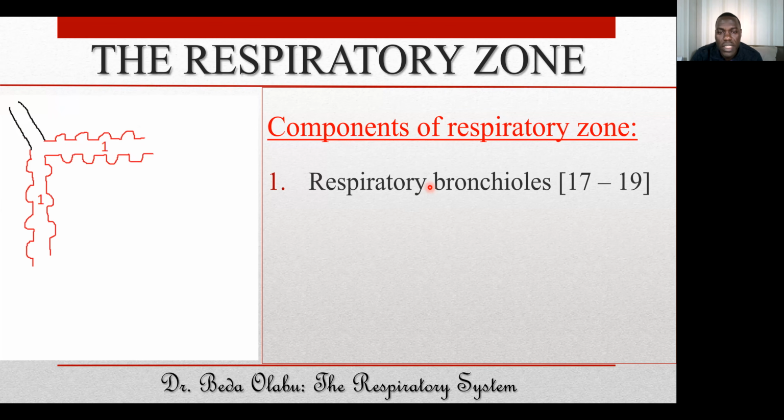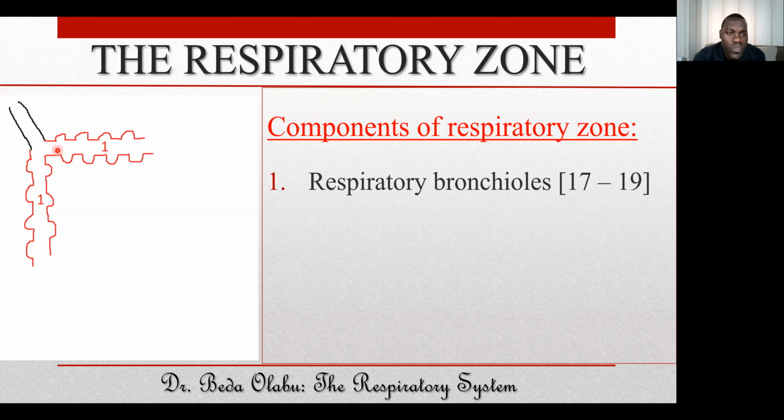Respiratory bronchioles are therefore the first component of airway division with gas exchange capacity. They extend from the 17th generation of airway division to the 19th generation of airway division. If you remember, the terminal bronchiole is the 16th generation of airway division.